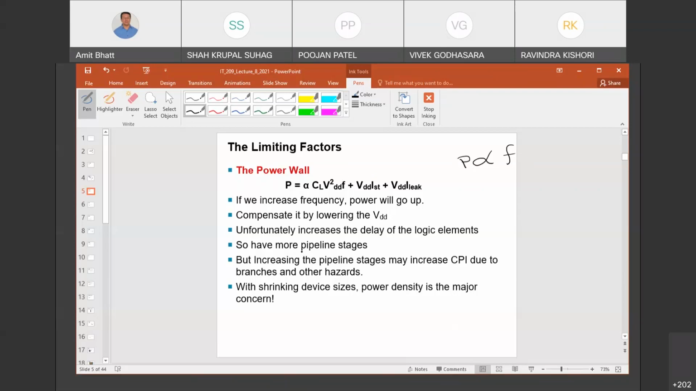Rest of the things, since you have not taken a course in basics of MOSFET, you may not understand. But let us not worry too much about it. Just remember this, that power is proportional to frequency. As frequency goes up, the power usage goes up.